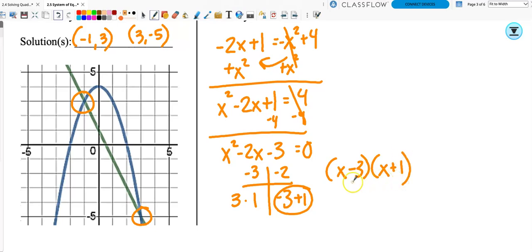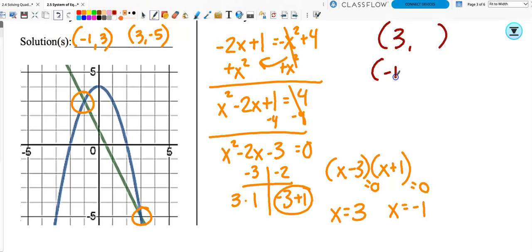My last step, again, is to set them equal to 0. So I know by switching the signs, x is equal to 3, and x is equal to negative 1. So again, that checks out. We found that from our graph. So I know one answer is 3 comma something, and my other answer is negative 1 comma something.